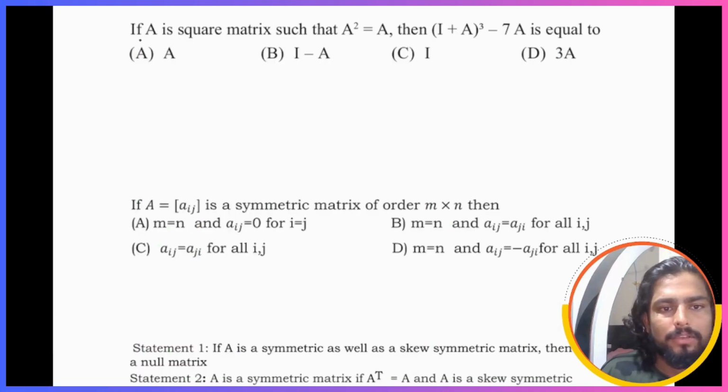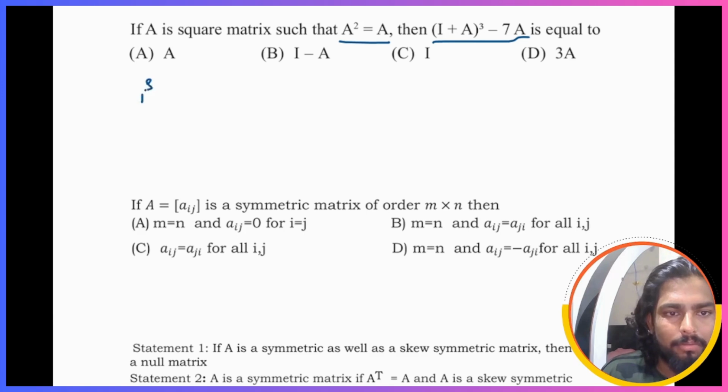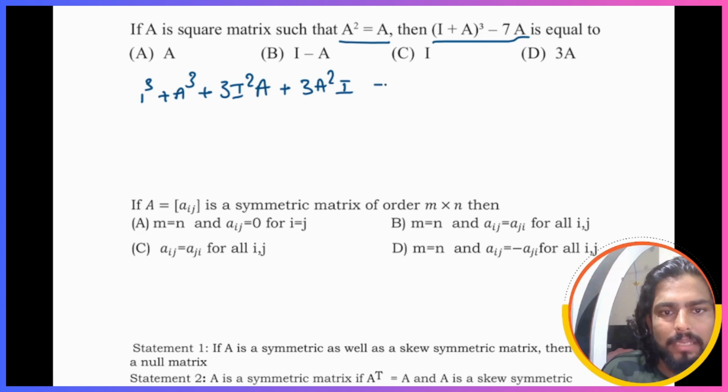Okay. Next question. So we have to find out, here A square is equal to A is given. Then they're asking us to find out this. So let's solve using the a plus b the whole cube formula. So I cube plus A cube plus 3A square B. A square B means 3I square A. Plus 3A square I, minus 7A, right, children? So I have solved using the a plus b the whole cube formula.